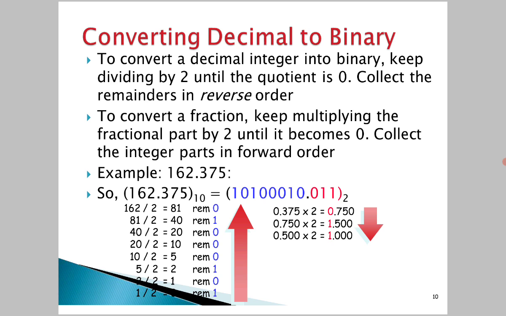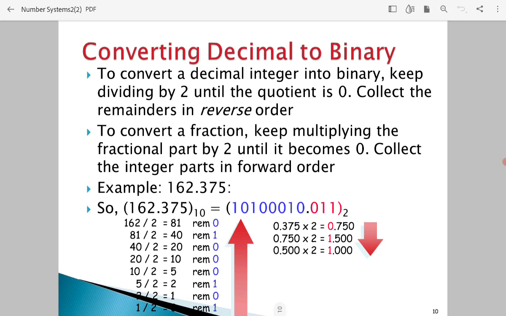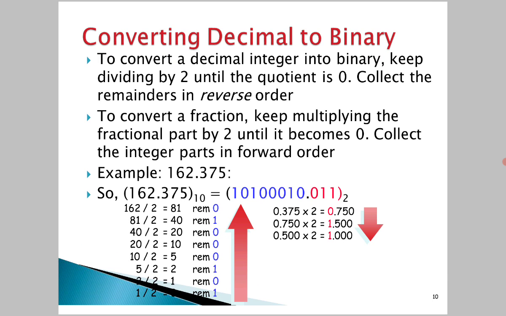Example: convert the decimal 162.375 into the equivalent binary number. How to convert a decimal number into an equivalent binary number? To convert a decimal integer into binary, keep dividing by 2 until the quotient is 0. Collect the remainders in reverse order. To convert a fraction, keep multiplying the fraction part by 2 until it becomes 0. Collect the integer parts in forward order.